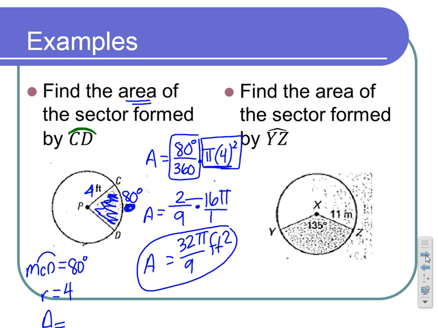The last thing in your notes, go ahead and do this example. Just in case you can't read this very well, this is 11 meters, and this is 135 degrees. Go ahead and pause the video and do this example in your notes, and we'll work some more tomorrow with some of these different parts of a circle and finding the lengths of them and finding their areas.